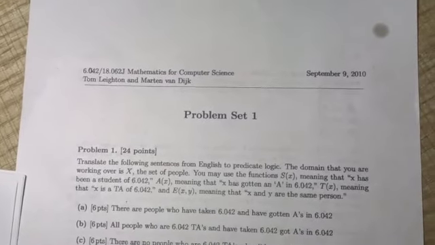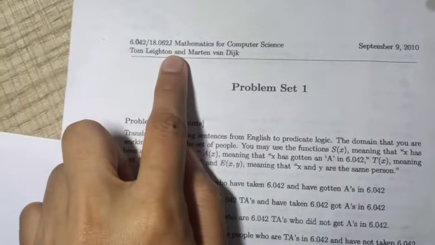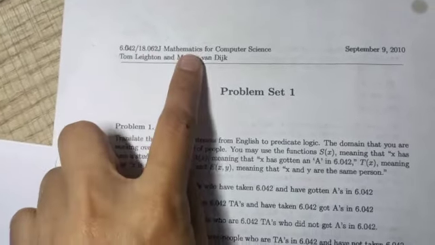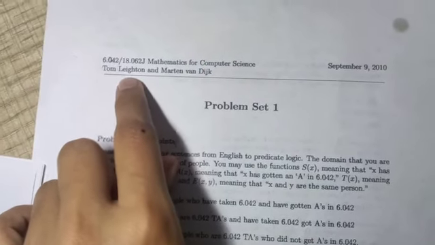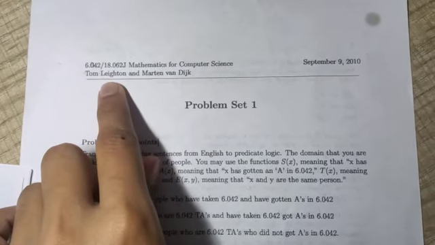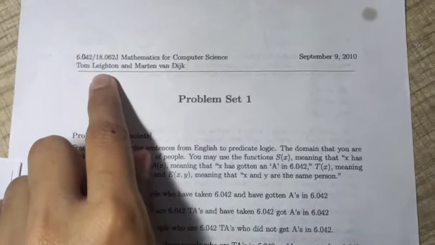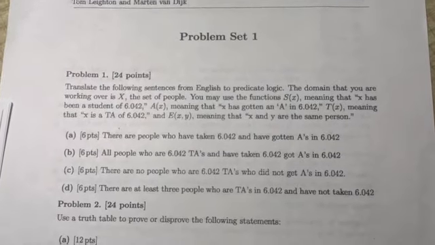Today we are going to do the first problem set, question number 1 from the series 6.042 Mathematics for Computer Science provided by MIT, and the course is presented by Tom Leighton. You can find this course on YouTube, and you can also find the reading material on their OCW website. Great, let's get started. So this is the question that we are going to do today.